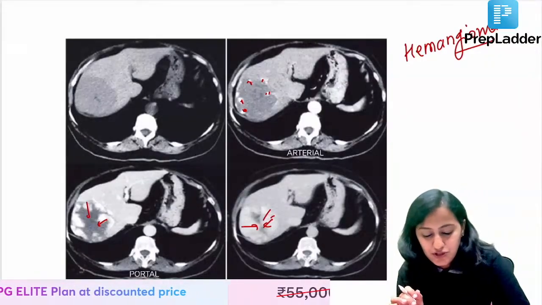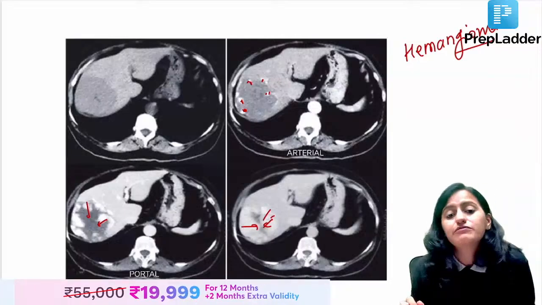Classical of hemangioma, that is what you are seeing here. It is classical of hemangioma.